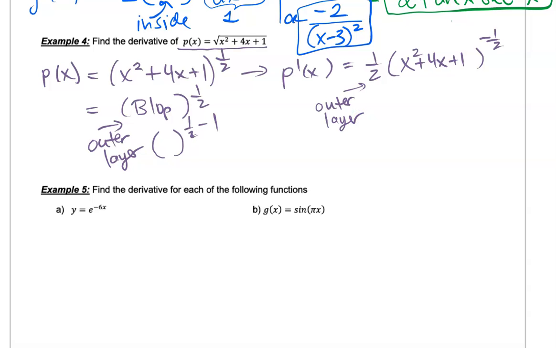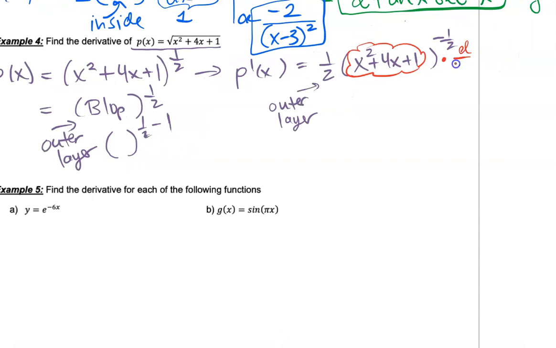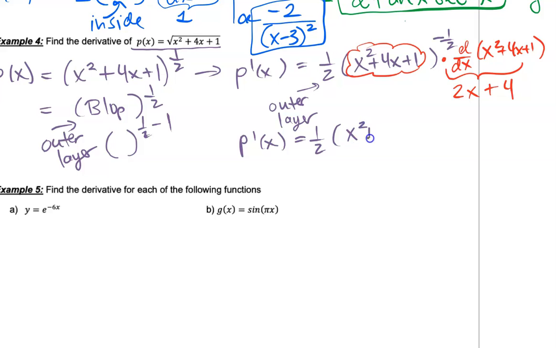And now I move to the inside, this part here, and I have to now multiply by the derivative of that inside part. So I can take the derivative using, again, power rule, so that would be 2x, and then constant multiple rule, which would be 4. So now that looks like this. 1/2 times x squared plus 4x plus 1 to the negative 1/2 times the quantity of 2x plus 4.